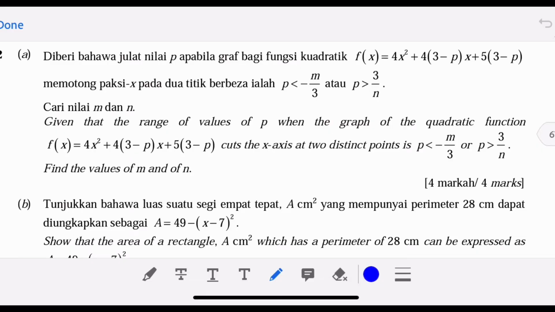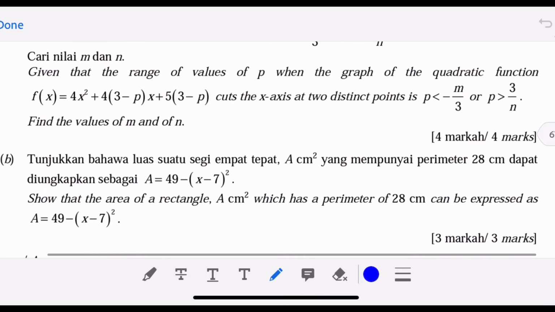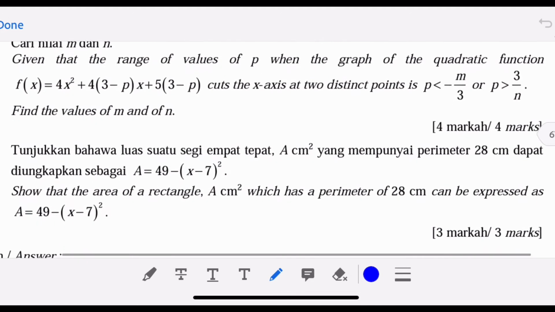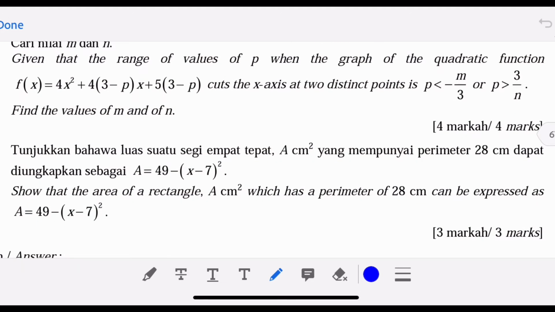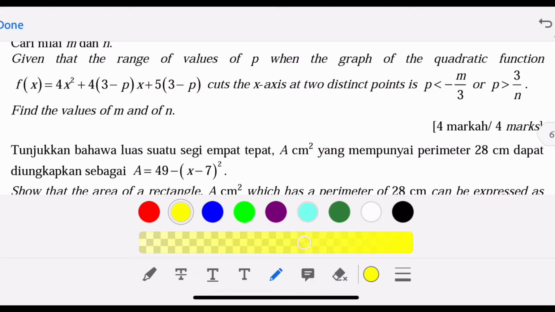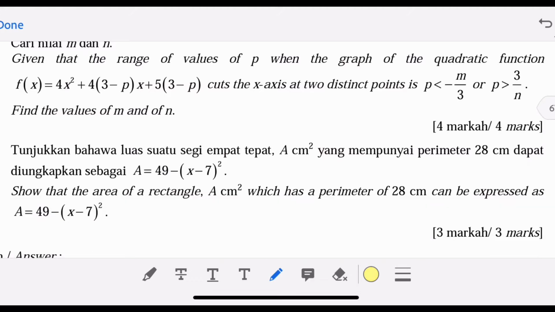Alright, let's see this question. Question number 2. Let's highlight the keywords. We are going to go through the question right now, so I'm going to read through the question before we start.